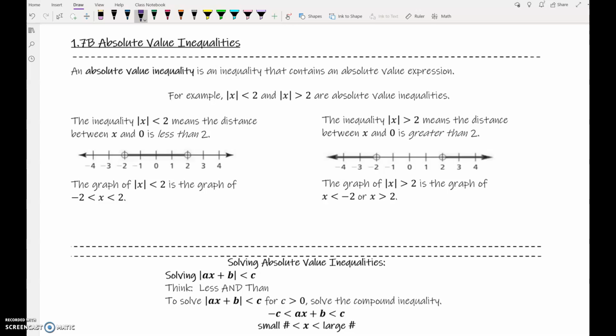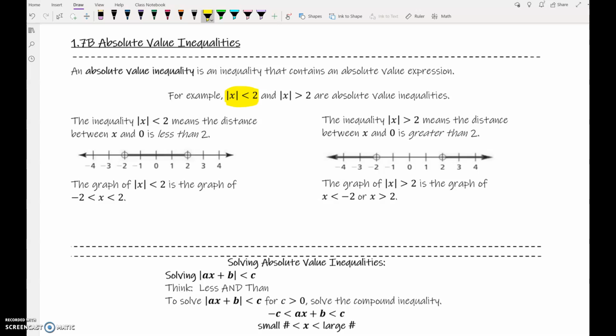An absolute value inequality is an inequality that contains an absolute value expression. We're trying to find all of the x values that will create a true statement if we plug them back into the original inequality. If you think about absolute value as being distance from 0, this inequality, the absolute value of x is less than 2, means the x values we put in there, when you turn them to positive, need to be less than 2 units away from 0.